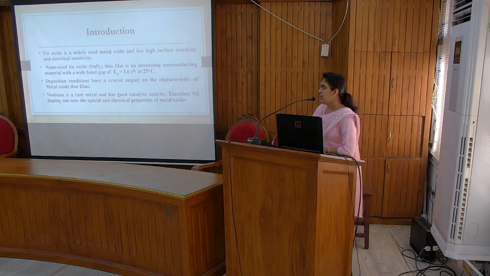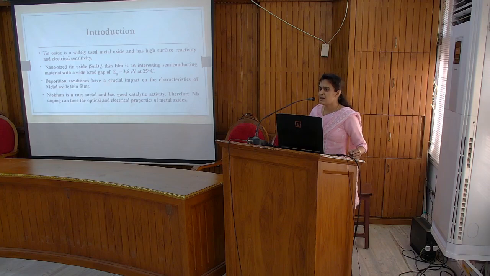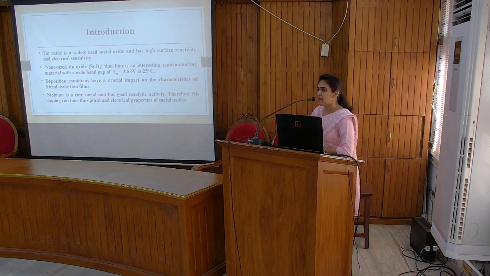Introduction. Among the different types of metal oxides, tin oxide is the most widely used one due to its high surface activity, electrical sensitivity, and wide band gap. Research studies prove that the deposition conditions have a crucial effect on the characteristic properties of metal oxide thin films. For the present work, I have selected niobium as the dopant due to its excellent catalytic activity.